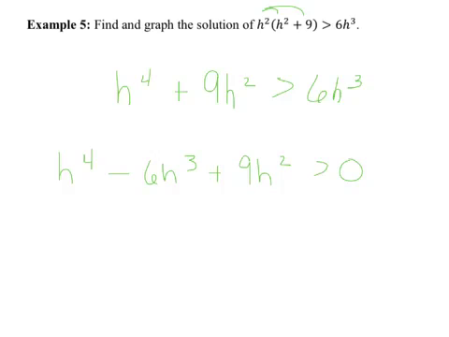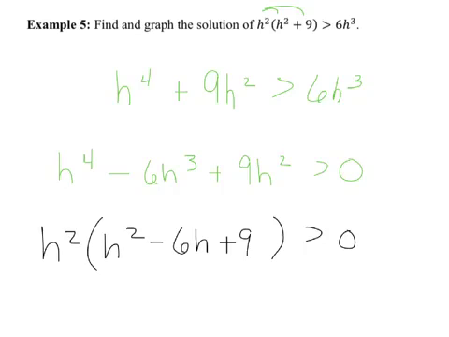Do you see what I'm saying now? What would come out of all these terms? What GCF comes out of all three of these, Austin? H squared. And had we divided by h squared to start, we would not have that h squared anymore. But it's important because that is going to give us one of our critical points. Leaving behind h squared minus 6h plus 9.